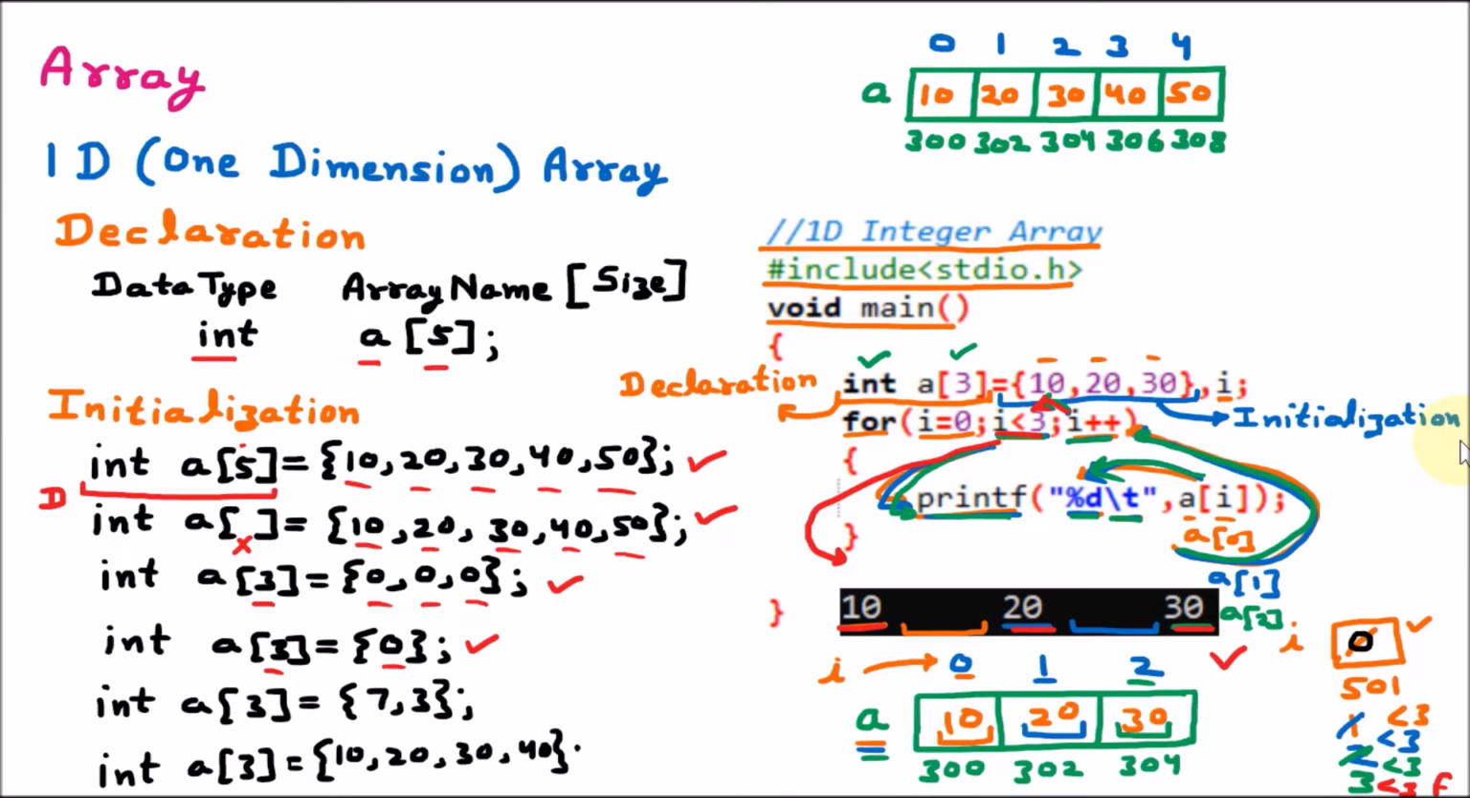Then, if we provide the size 3 and give only 7 and 3, the remaining value will be 0 by default. So you understand that if the array size is, let's say, 5 and you give only 3 elements, the remaining 2 elements will be 0 by default. So this is also correct. But suppose the size of the array is 3 and you provide, let's say, 4 elements. This is logically incorrect, so it is not a proper initialization.